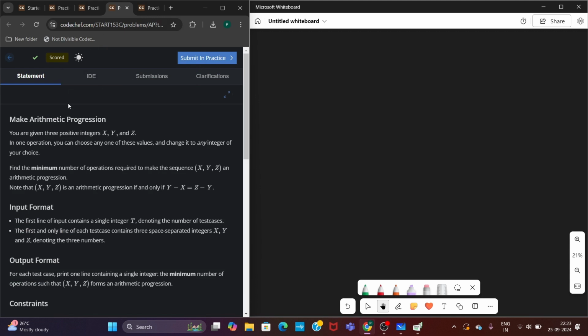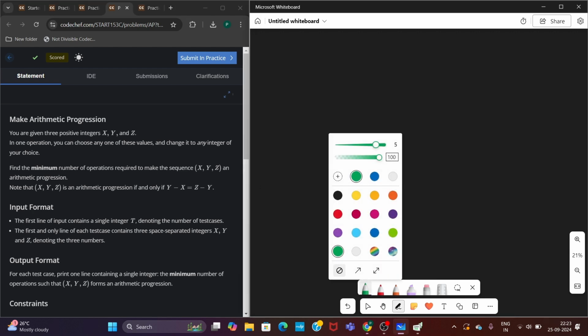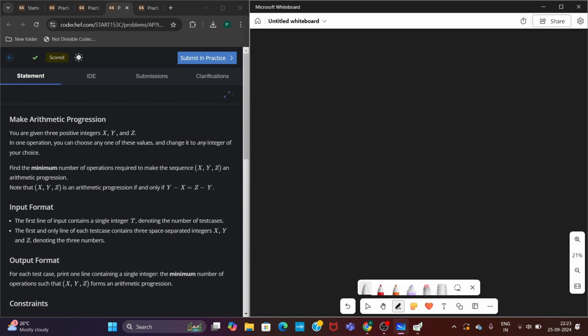Now let's move on to the second problem statement. Basically, our second problem is make arithmetic progression. We have been given three positive integers, x, y, and z. In one operation, you can choose one of these values and change it to any integer of your choice. Find the minimum operations required to make the sequence x, y, z an arithmetic progression. So what is the basic rule of an arithmetic progression?